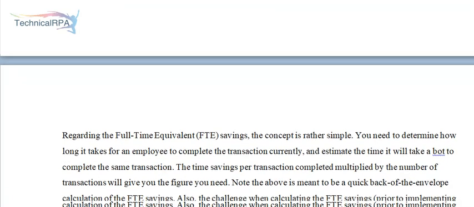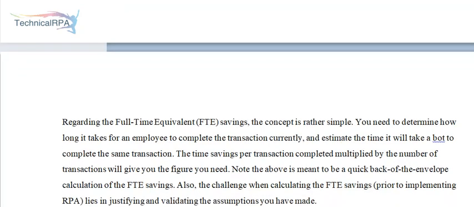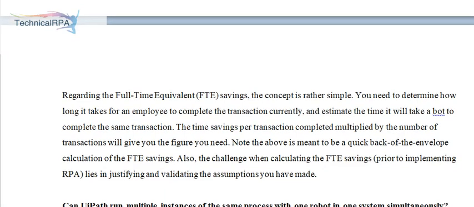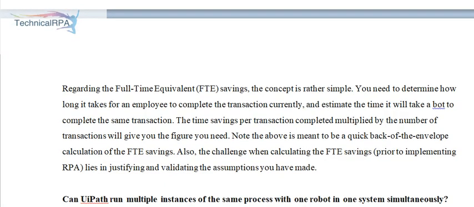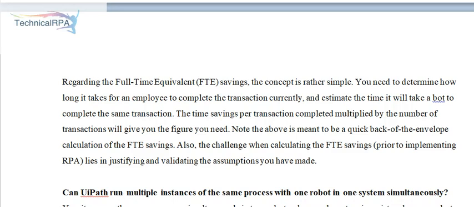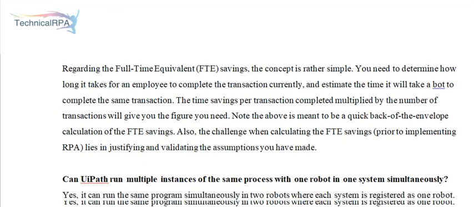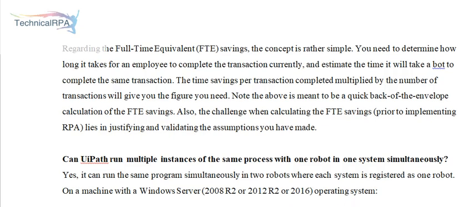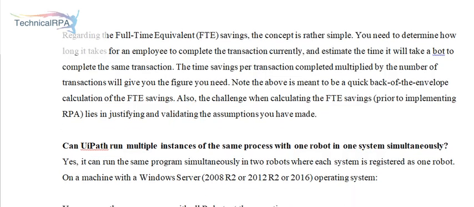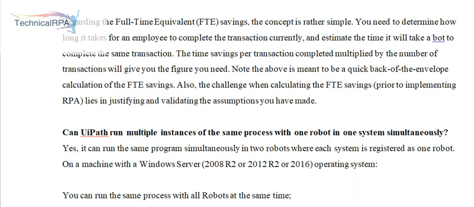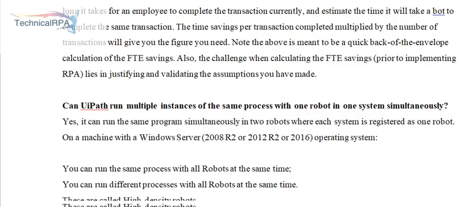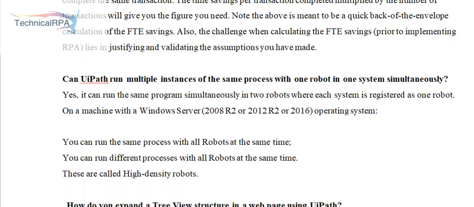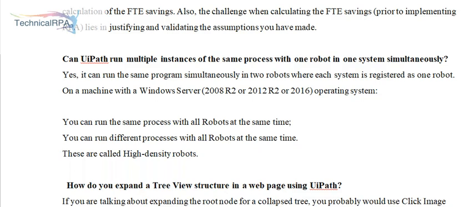You need to determine how long it takes for an employee to complete the transaction currently, and estimate the time it will take a bot to complete the same transaction. The time savings per transaction completed multiplied by the number of transactions will give you the figure you need. Note the above is meant to be a quick back-of-the-envelope calculation of the FTE savings. Also, the challenge when calculating the FTE savings, prior to implementing RPA, lies in justifying and validating the assumptions you have made.